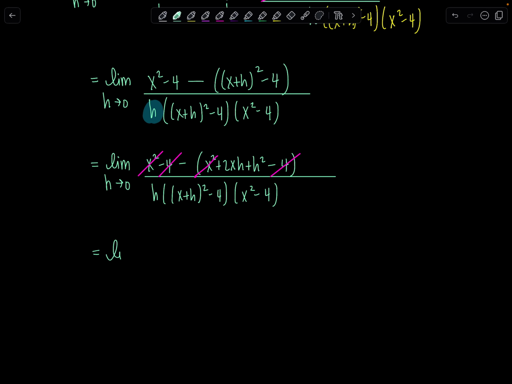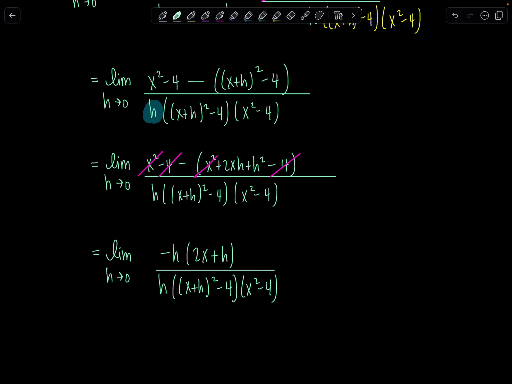I'm going to factor the h out of everybody who's left in the numerator. So I can take out negative h, and then we have 2x minus h left, right? No, plus, excuse me. If I take out negative h, then I have 2x plus h over h times x plus h squared minus 4 times x squared minus 4. Perfect. You guys, the worst is over. Look at us. We're surviving.